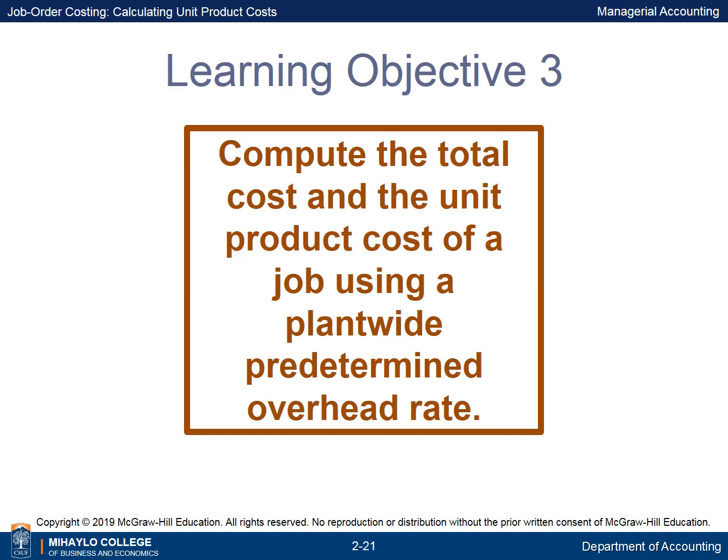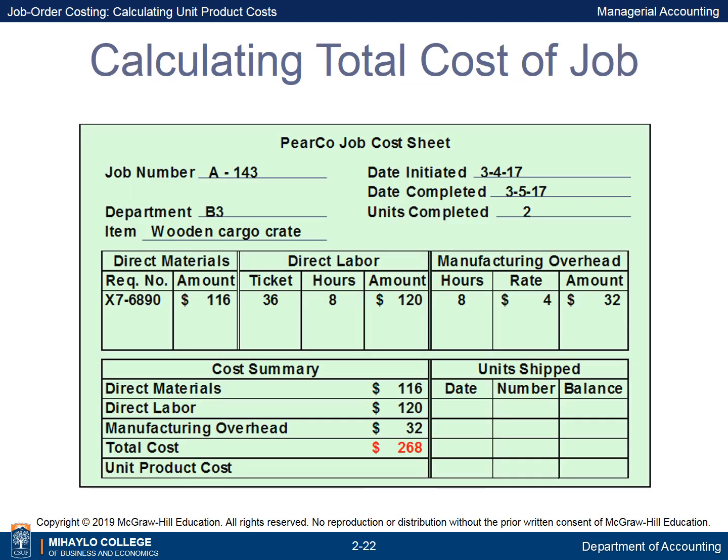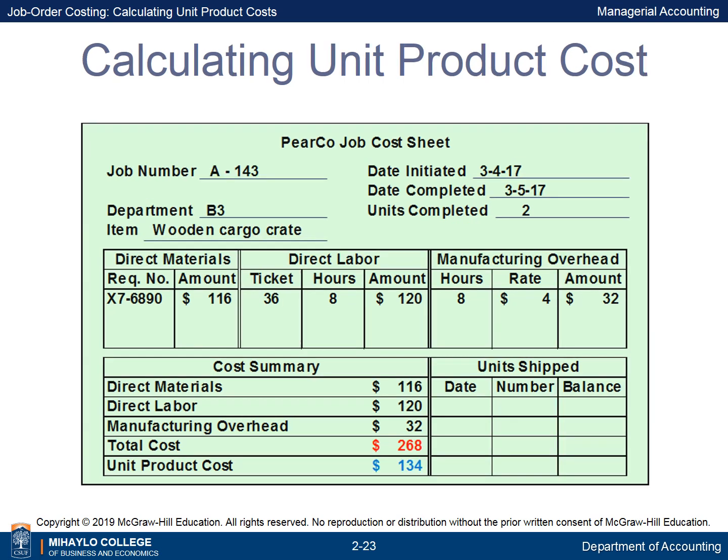Learning objective number 3 is to compute the total cost and the unit product cost of a job using a plant-wide predetermined overhead rate. The total direct material, direct labor, and manufacturing overhead costs assigned to job A143 is $268. Since this job included 2 units of production, the unit product cost is $268 divided by 2, or $134.